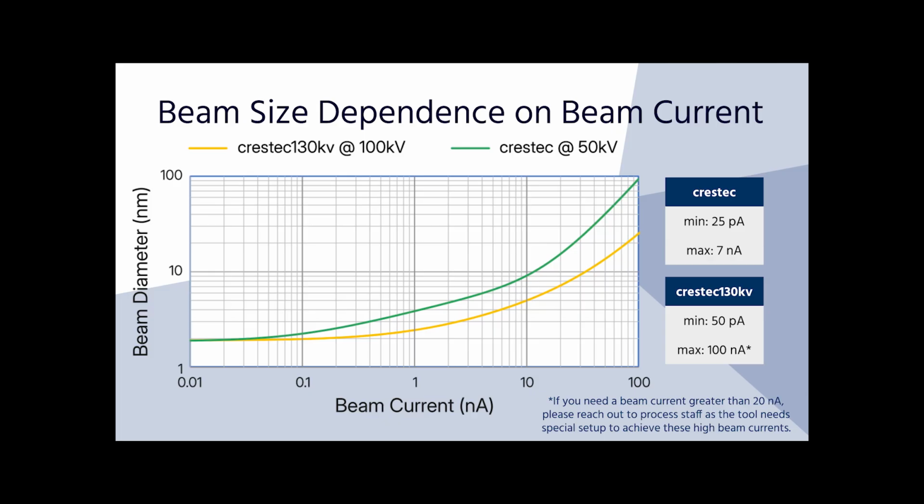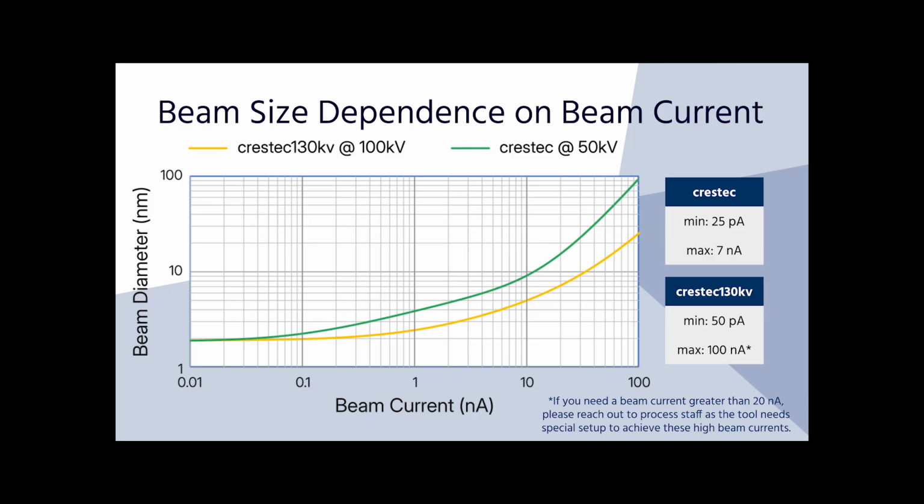The last thing I will mention is the range of beam currents we can achieve on the two systems. On the Crestec system, the 50 kV system, currents can range from 25 picoamps up to 7 nanoamps. On the Crestec 130 kV system, currents can range from 50 picoamps up to 100 nanoamps.